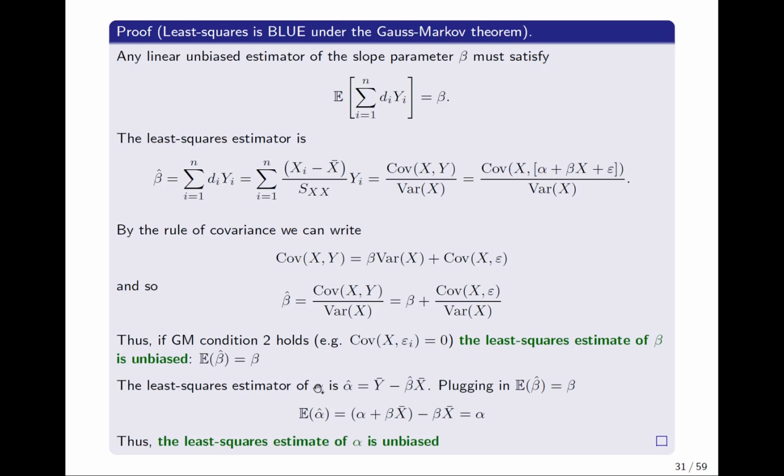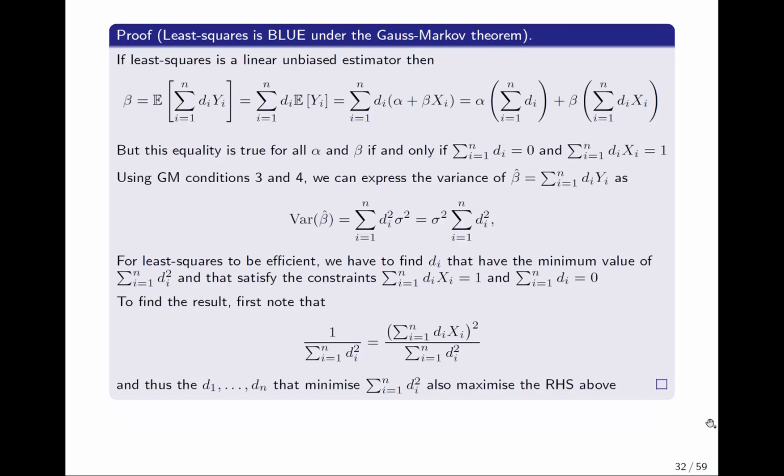Turning to alpha, the least squares estimate of alpha is alpha hat. It can be written in this form here, as we know. We know that the expected value of beta hat is beta, so taking expectation of alpha hat and plugging this in here, we get alpha plus beta x bar minus beta x bar equals alpha. So the least squares estimate of alpha is also unbiased because it equals the true value of the parameter that we're trying to estimate.